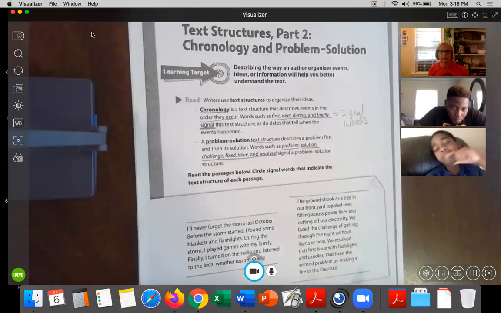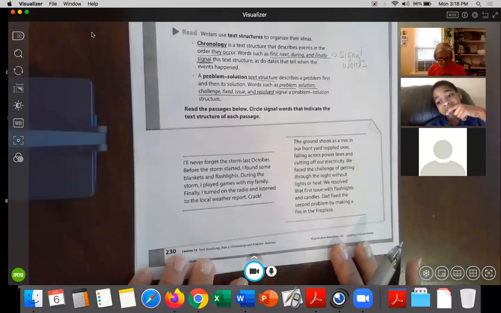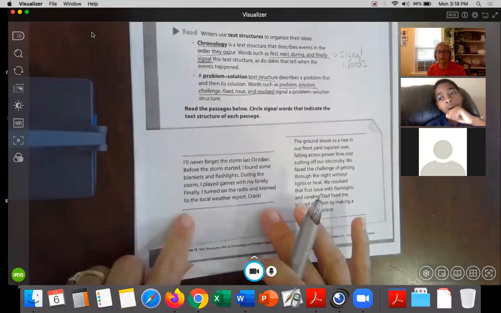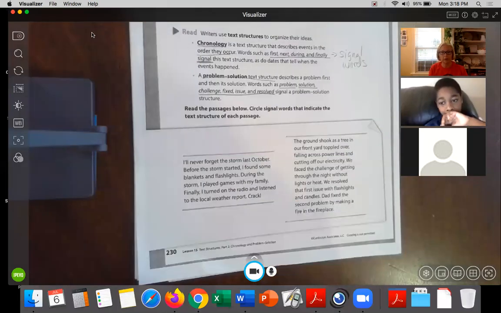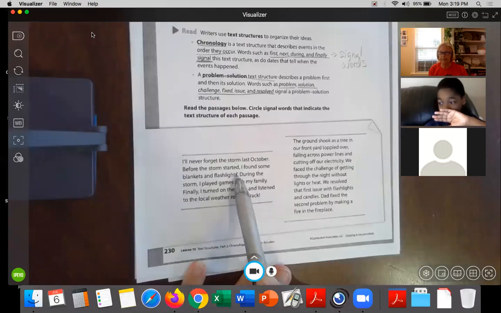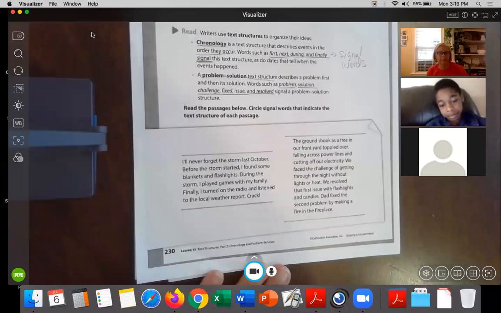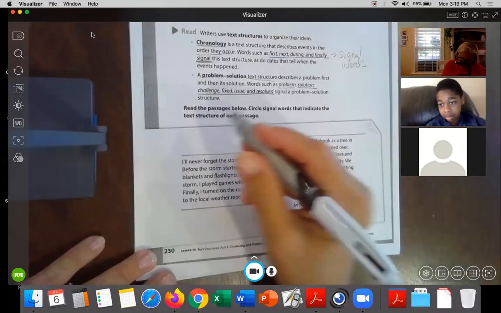Our internet may have issues, but let's look. We're going to read this passage and pick out what type of text structure it is. I'll never forget the storm last October. Before the storm started, I found some blankets and flashlights. During the storm, I played games with my family. Finally, I turned on the radio and listened to the local weather report. So this is chronological order.